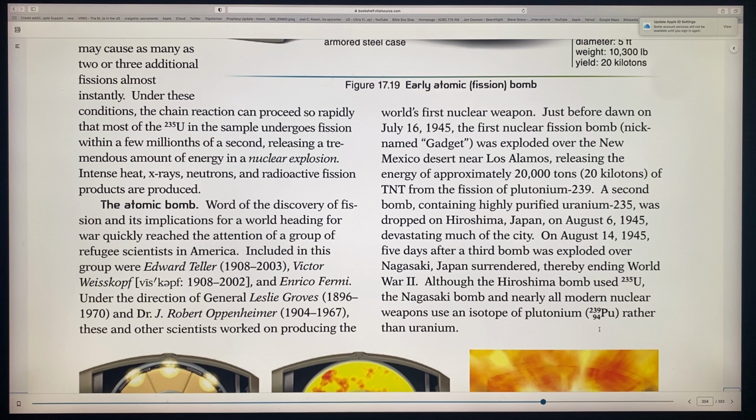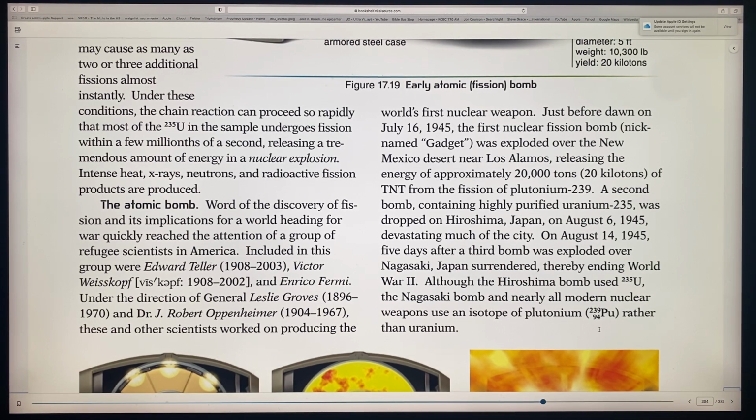It was set off, releasing energy of approximately 20,000 tons or 20 kilotons of TNT from the fission of plutonium-239. Now, when you think of plutonium, you always think, is it plutonium or uranium? Well, plutonium is actually from the uranium-235, so in the midst of this, plutonium is an offshoot of it. So they're actually similar in the chain reaction.